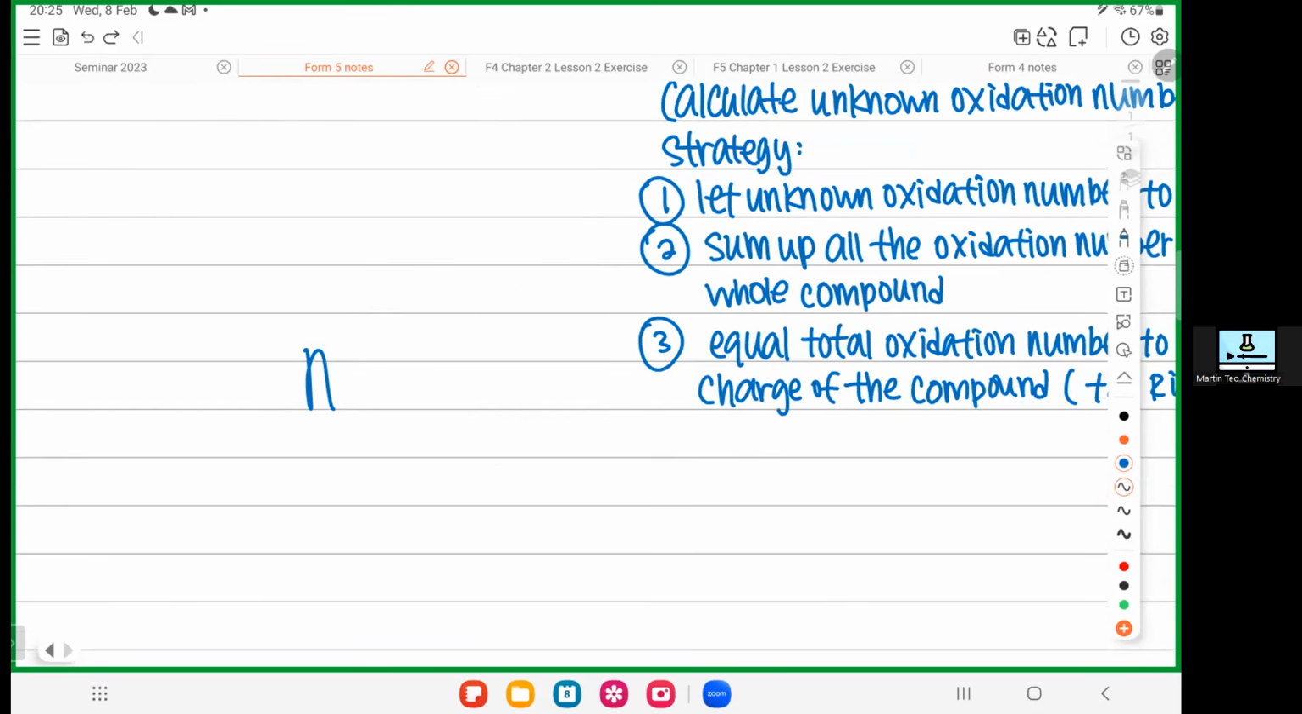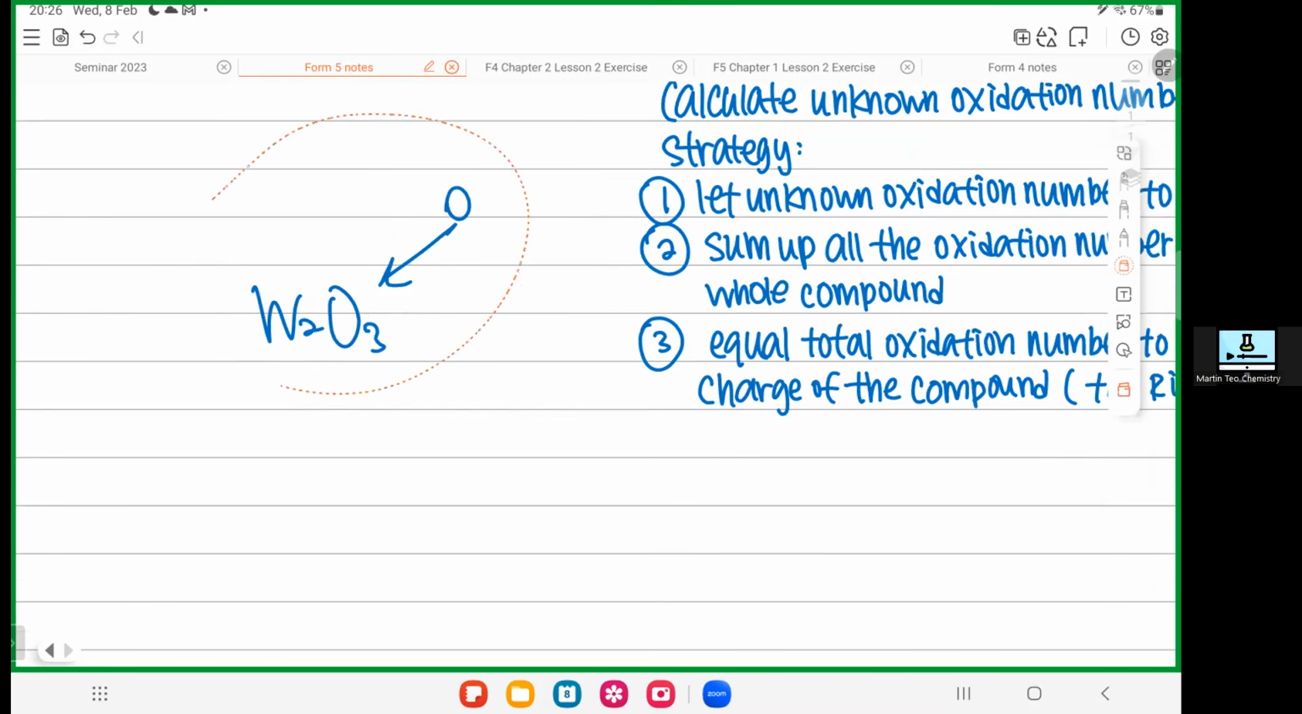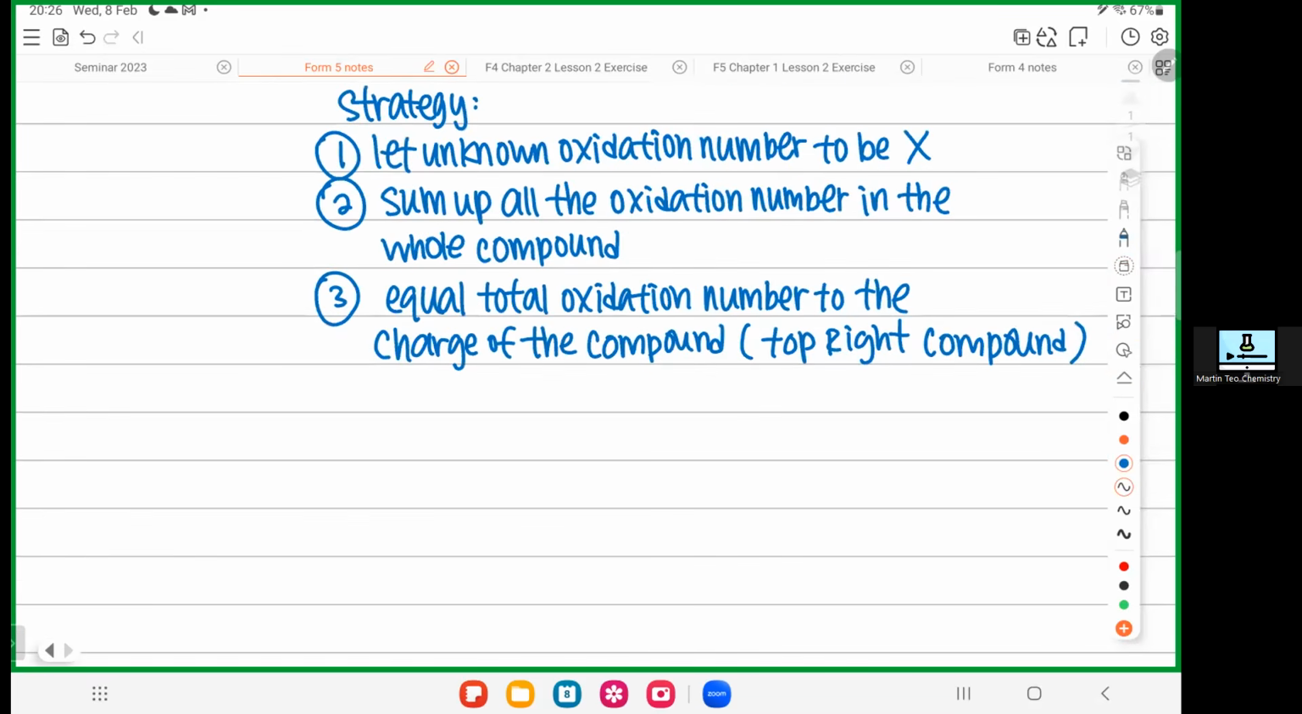Let's say W2O3 7 minus. The charge is always on the top right corner. You never put the charge at the left. You never put the charge in the middle. You always put the charge on the top right corner. If in this case, you see nothing at the top right corner, it means the total charge is 0. That's it. After you equate the total oxidation number to the charge, in the end, you solve for X. X is the oxidation number you want to find.